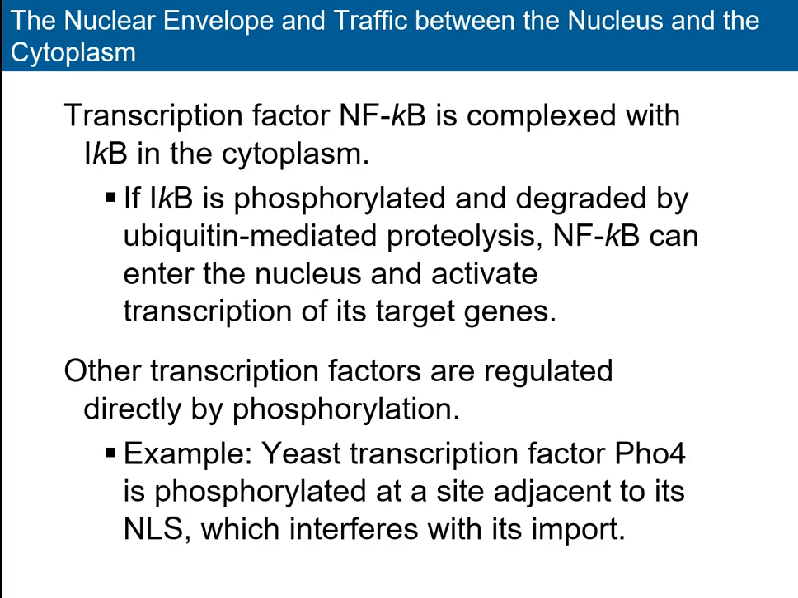And so if that I kappa B or IKB, whatever you want to say, is degraded, then that NF kappa B can actually enter the nucleus and activate transcription of its particular targets, right? If that I kappa B is not degraded, it will be blocking the nuclear localization signal on this protein, and therefore it will not be able to get inside the nucleus to affect transcription, okay? It says other transcription factors are actually regulated directly by phosphorylation, okay?